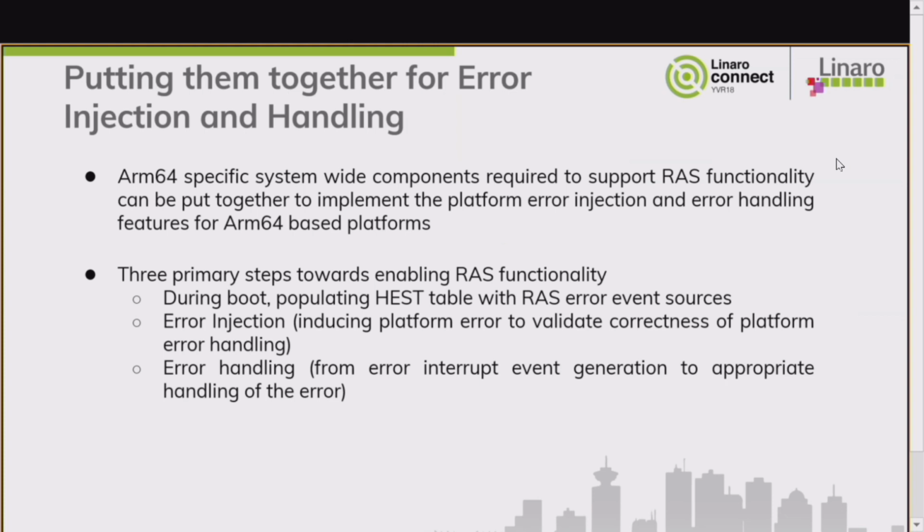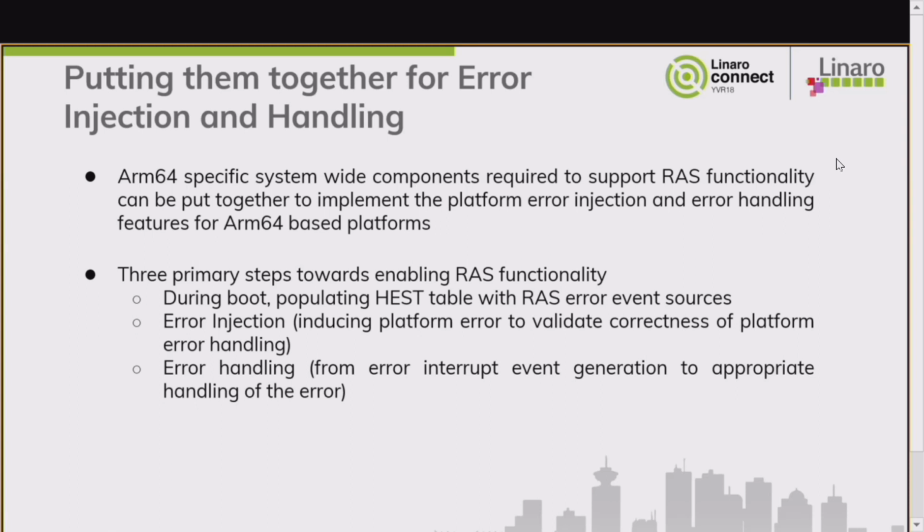There are three primary things in enabling the RAS functionality. One is, during the boot phase, populating the HEST table with the error records. That is during the boot phase, and it's a one-time thing that happens.